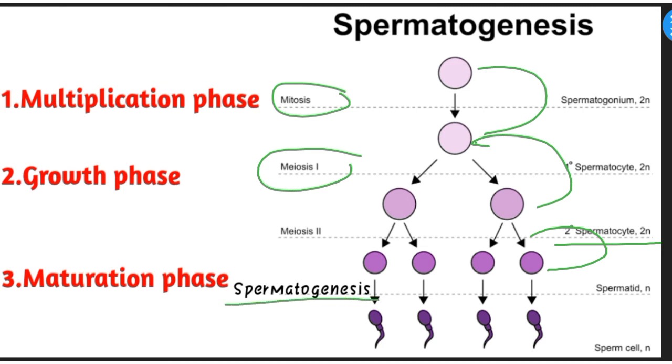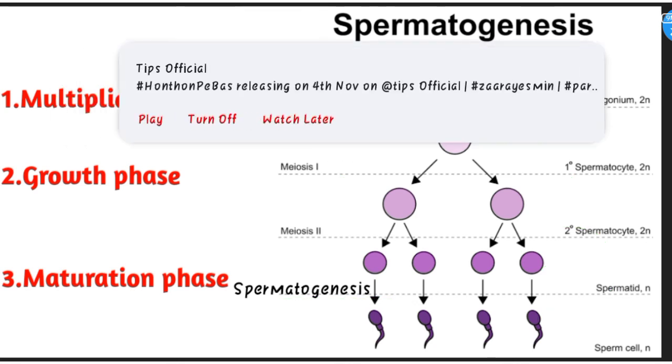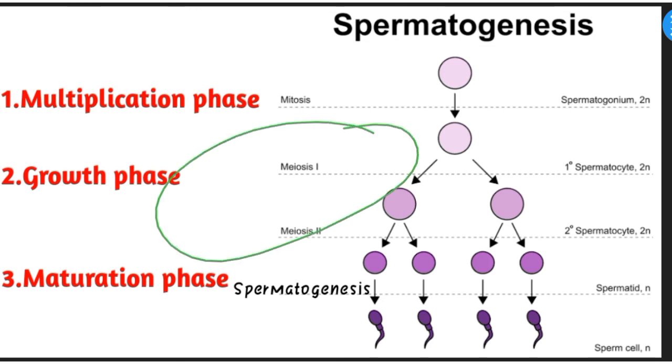And with the help of the spermiogenesis process, this spermatid is converted to the sperm cell. It is also known as spermatozoa, and contains only an n nucleus, that means 23 chromosomes. So this process is called spermatogenesis, and the spermatogenesis process occurs inside the seminiferous tubules of the testes.